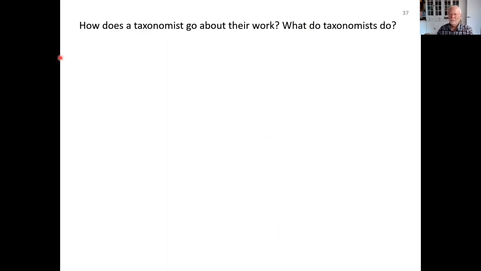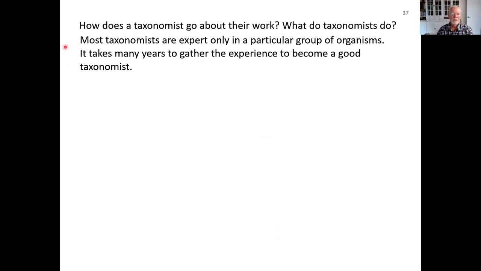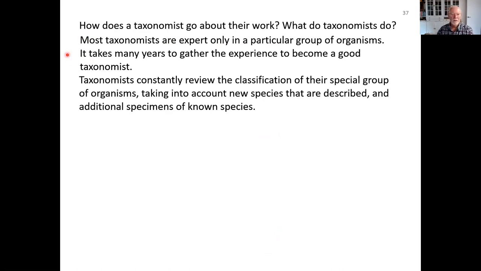Well, if taxonomy is the basis for communication in all of biological sciences, including parasitology, what does a taxonomist do? Well, taxonomists are usually expert only in a particular group of organisms, and it can take many years to become an expert in that group. Taxonomists constantly review the classification of their special group, especially taking into account new species that have been described, and perhaps re-describing old species if they have new specimens, additional specimens of those old species.